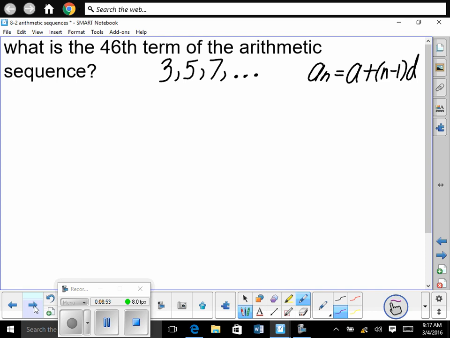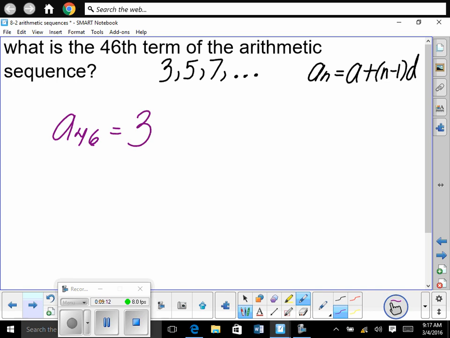So it says, what's the 46th term of the arithmetic sequence? So you say, okay, I know in general, we could write our own, but I'm just going to use the explicit formula that always works for any arithmetic sequence. So what's our a? So we want a sub 46, right? That's equal to, what's our a?